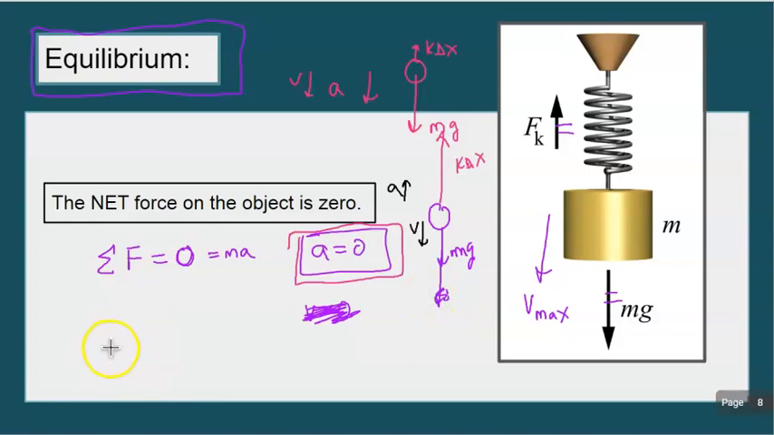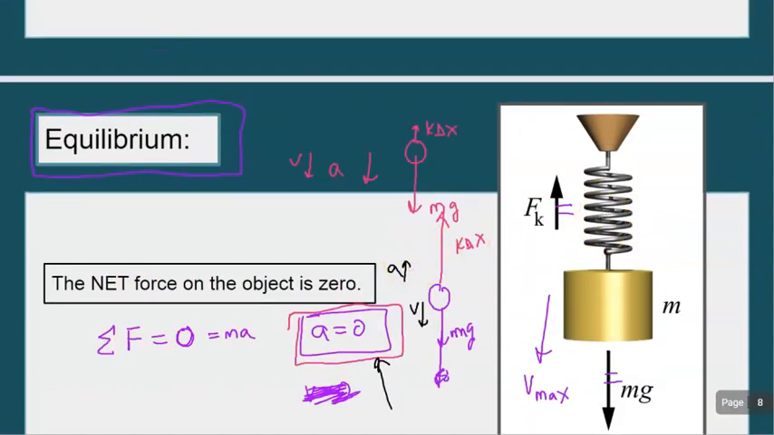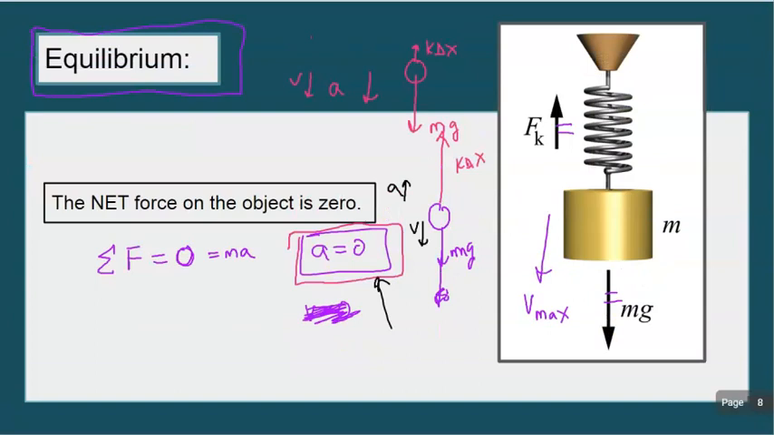Okay, so what we're going to see is that objects can pass through equilibrium and their acceleration is 0 just for an instant. And you've seen it before, so hopefully thinking about the bungee jumper again was a good reminder of what was going on there.